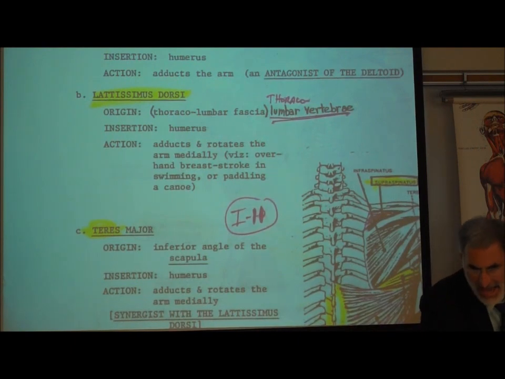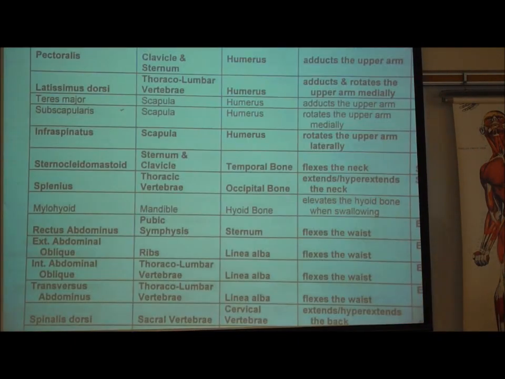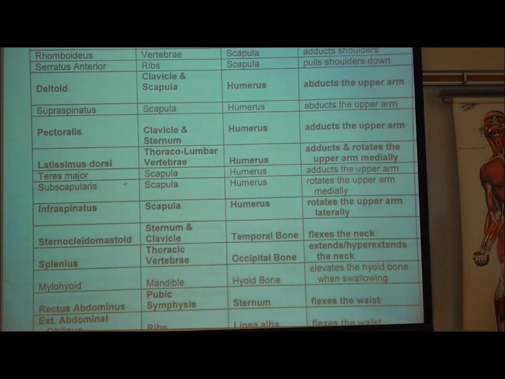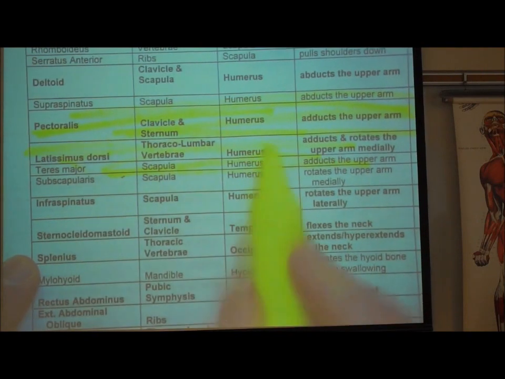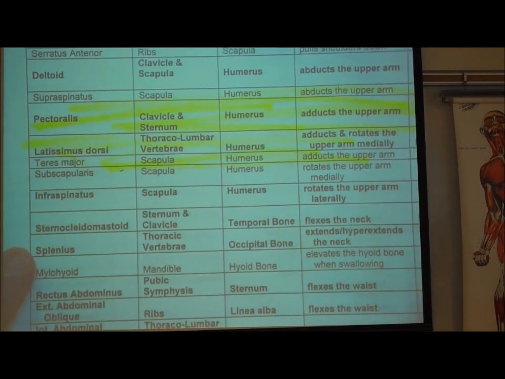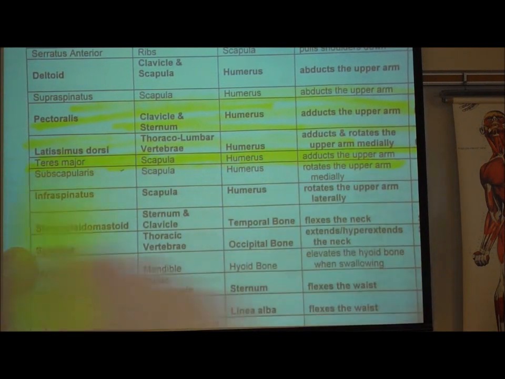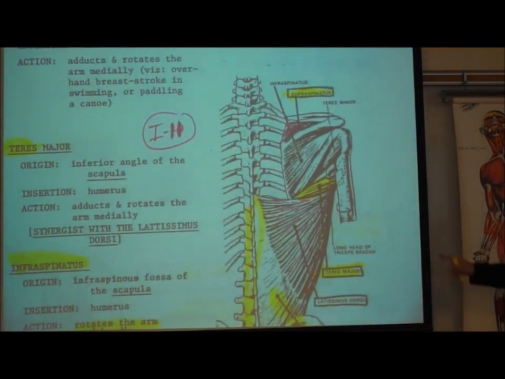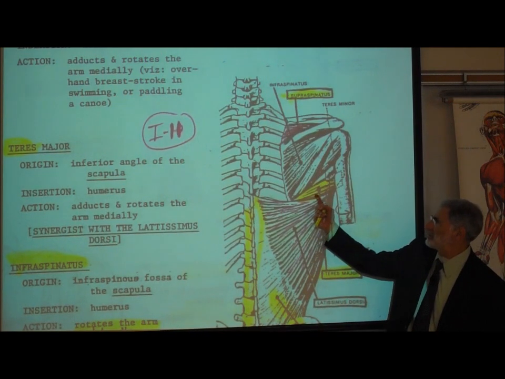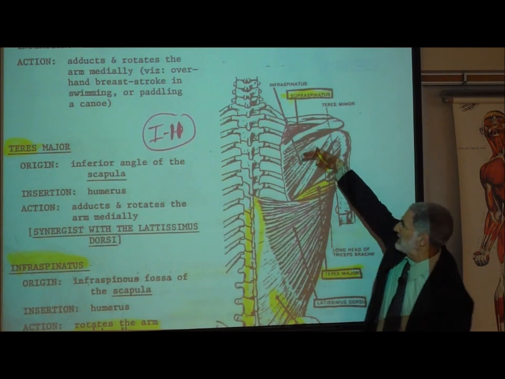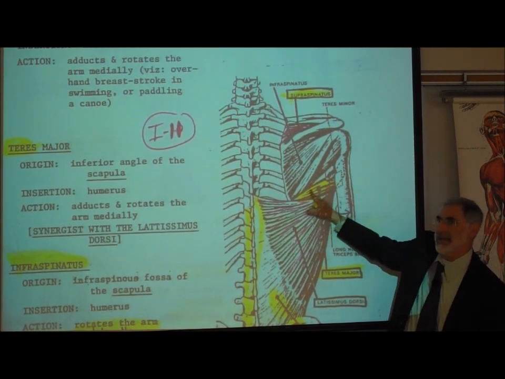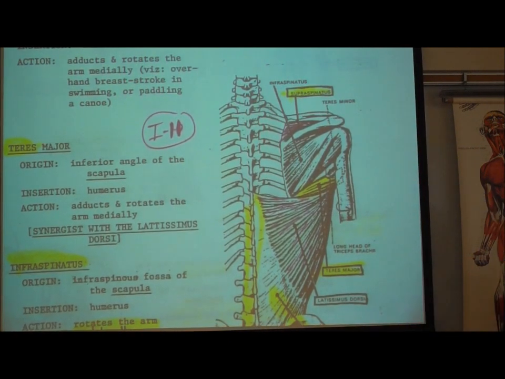If we were looking at our summary chart, the muscles we've been mentioning so far are the pectoralis and the Latissimus Dorsi, and those are both in bold print, 100% probability they're going to be asked. And not in bold print is the Teres major, a helper. The location of the Teres major is right above the Latissimus Dorsi. It's below the infraspinatus. This is the supraspinatus, the infraspinatus, and the Teres major. That's the order that you'll see them on the back.